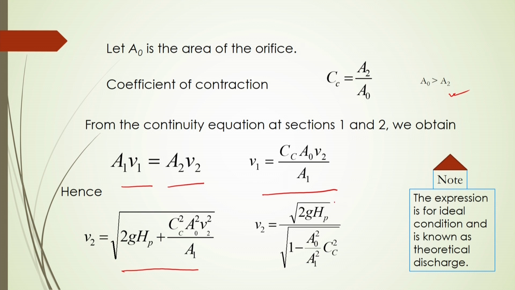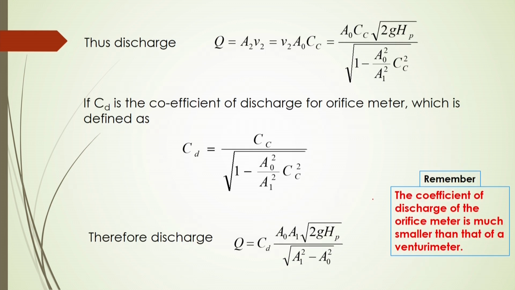Then finally, V2 will be equal to root over 2gΔh_p divided by root over 1 minus A0 square by A1 square into Cc. In this case the expression is for ideal condition and is known as theoretical discharge. So, you will see that the theoretical discharge for this can be calculated from this equation, as V2 as given.